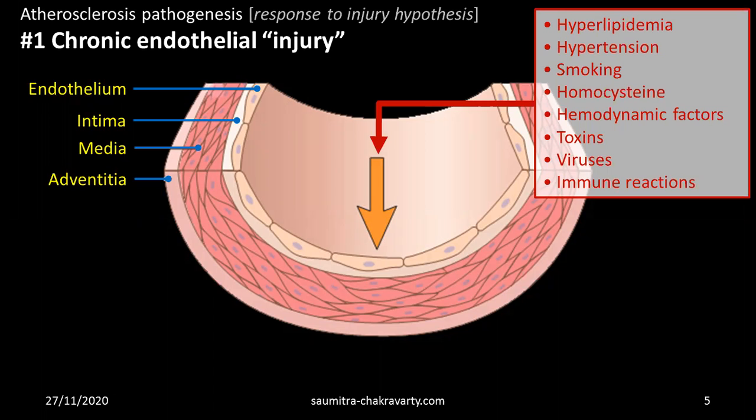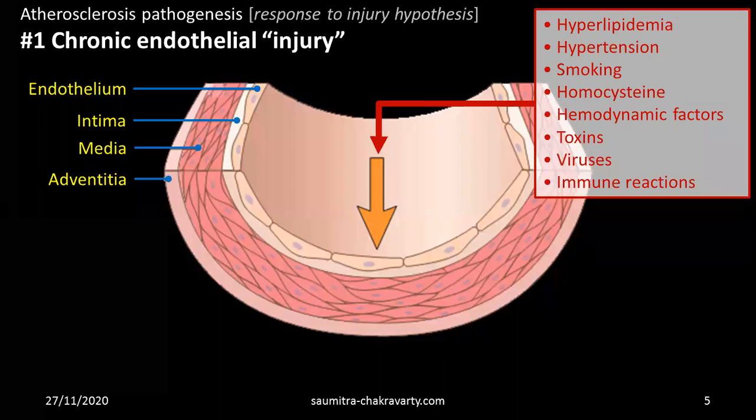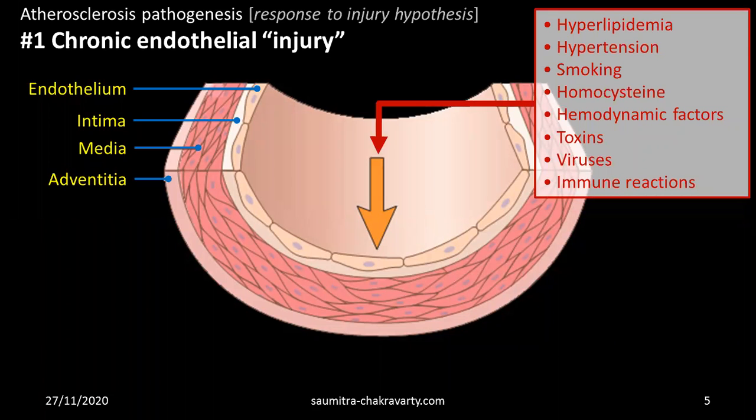And where can that injury come from? It can come from a number of factors like hyperlipidemia, hypertension, smoking, homocysteine is another cause. I guess not that common, but written in the book. That's why I mentioned it. Hemodynamic factors, toxins, viruses, immune reactions, a plethora of things that can injure chronically.